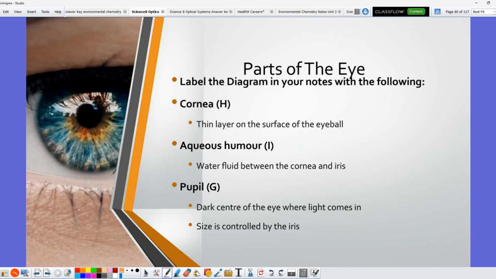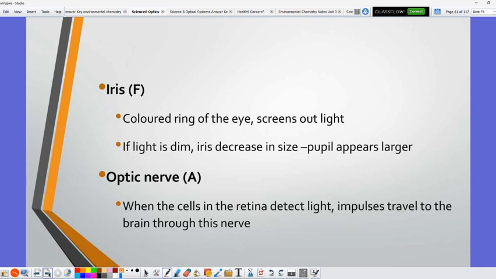So if there's too much light coming in, your iris will get bigger, closing your pupil so less light goes in. But if it's late at night and it's dark and there's not a lot of light coming in, your iris will get small and your pupil will get big to allow more light in. And there's the iris, the colored ring of the eye. It screens out light. If the light's dim, the iris decreases in size, and the pupil appears larger. The optic nerve, there is a part at the back of your eye along the retina where it detects light and the impulse goes through this optic nerve to your brain.